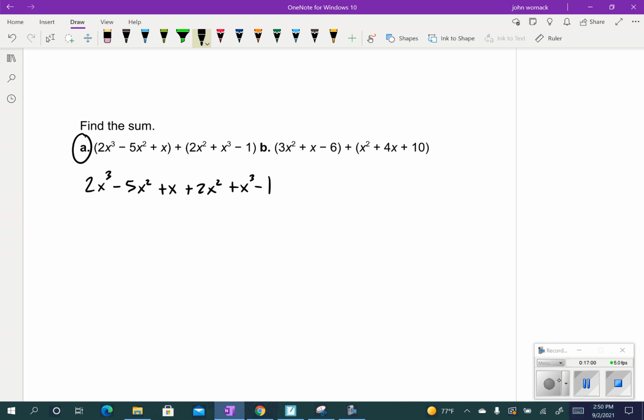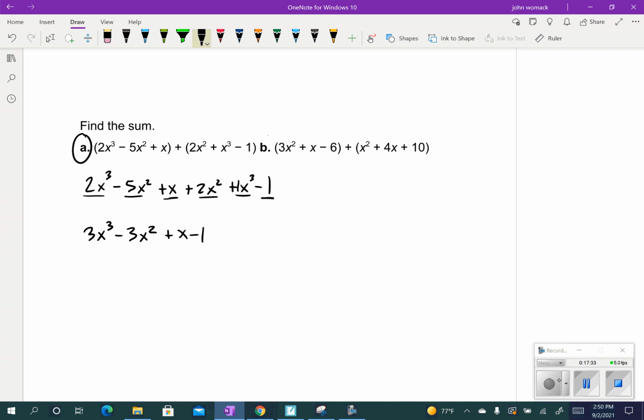So I've got the 2x cubed, and this is a 1x cubed. They're like terms. So we have those together. 2 plus 1 is 3. I have the minus 5x squared plus 2x squared. Minus 5 plus 2 is a minus 3. The x squared stays the same. When you combine like terms, you never change the variable or the exponent. I've got this plus x. There's no other x's there. It's just going to stay the same. And I've got that minus 1. There's nothing like terms with it, so it would just stay minus 1.